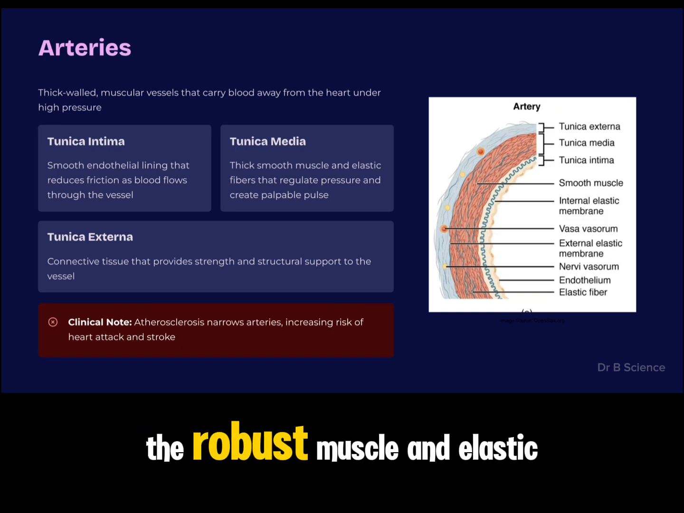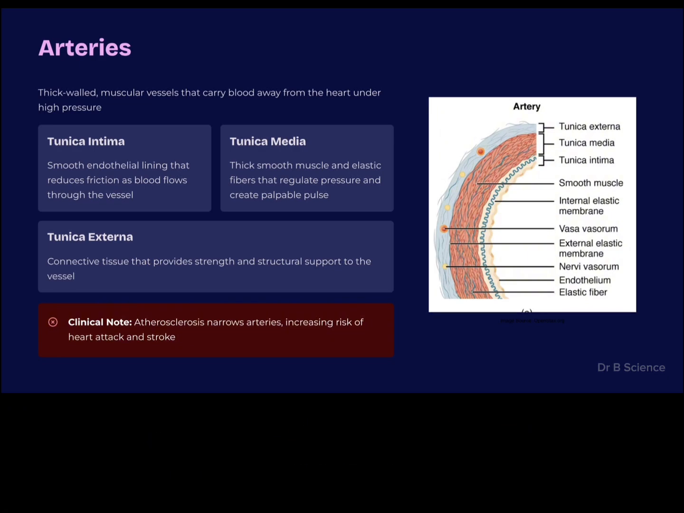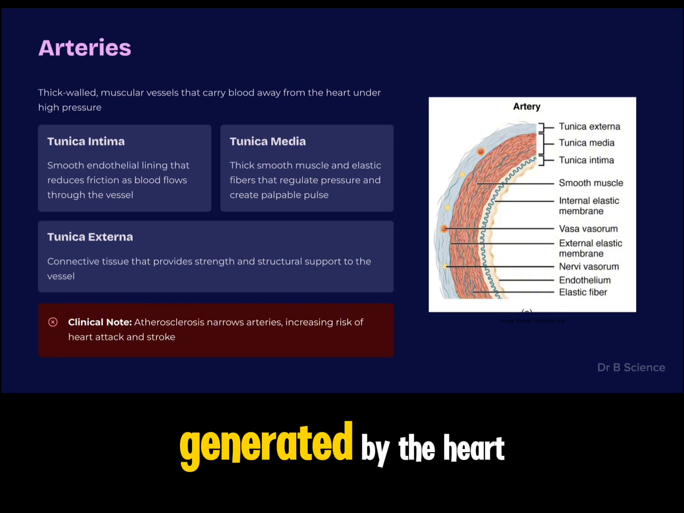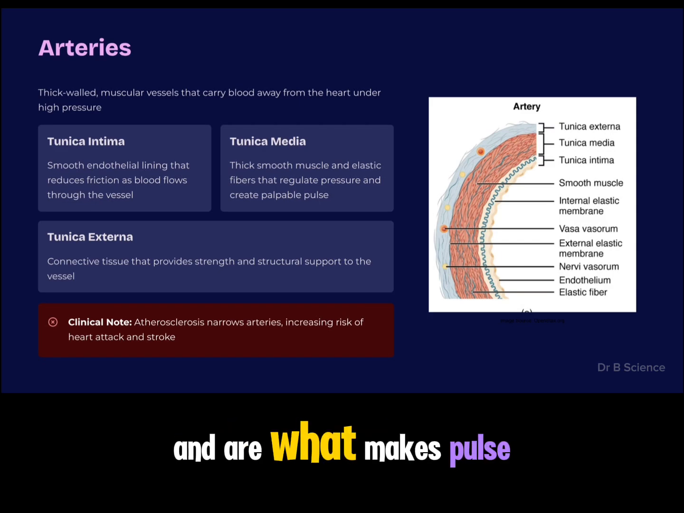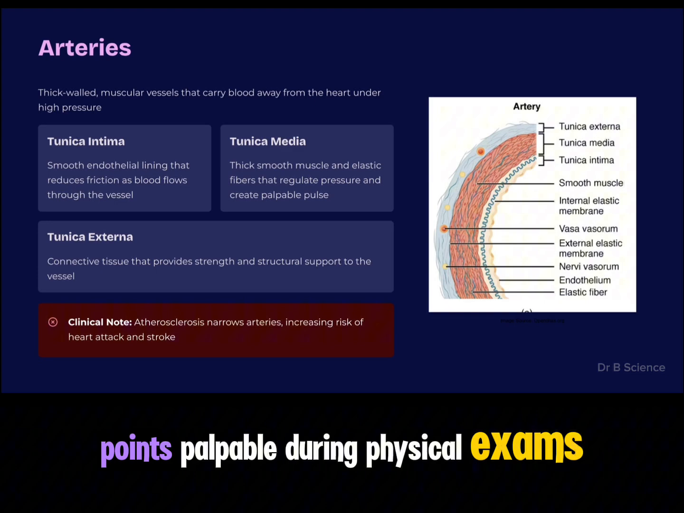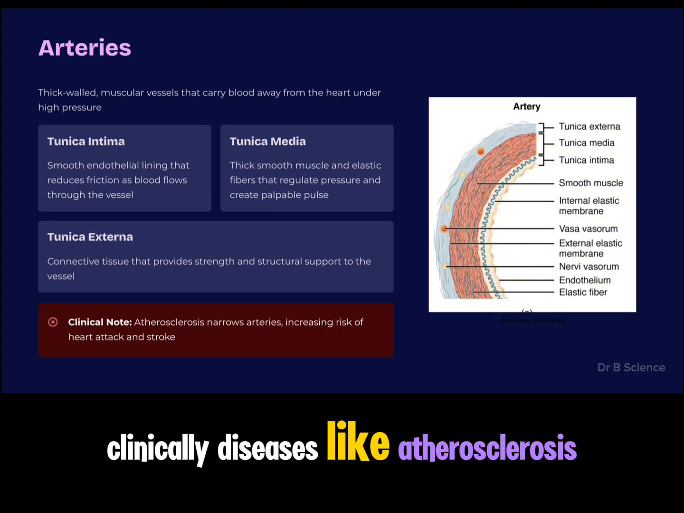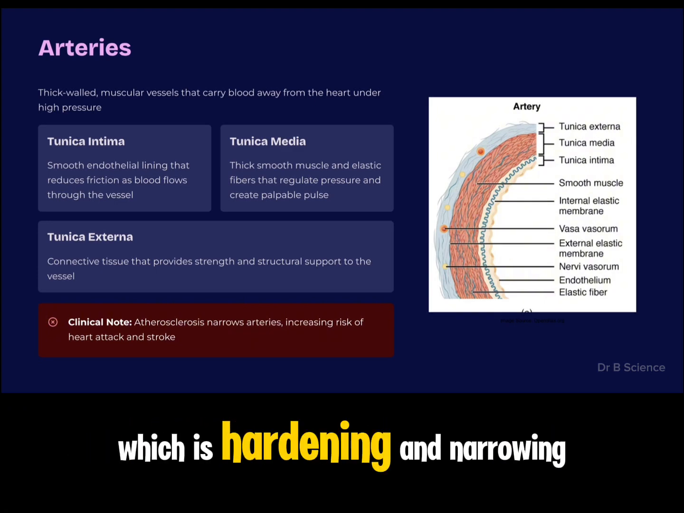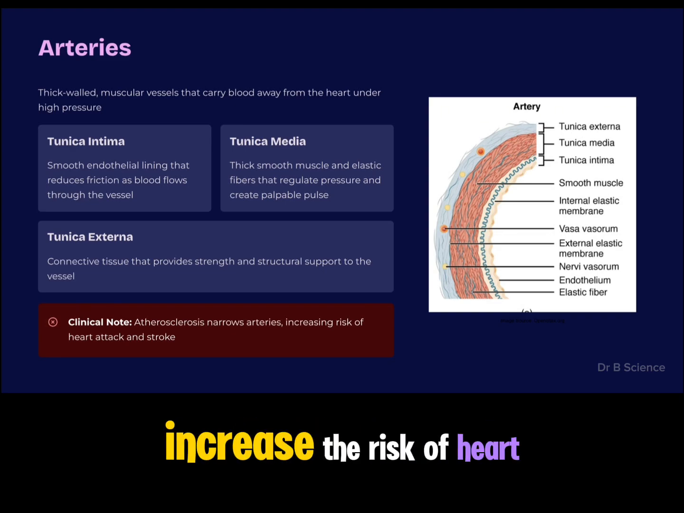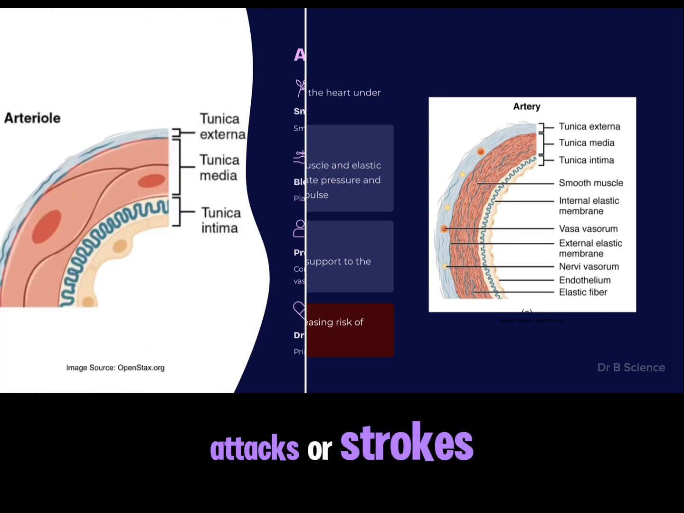The robust muscle and elastic tissue help arteries withstand and regulate the high pressures generated by the heart, and are what makes pulse points palpable during physical exams. Clinically, diseases like atherosclerosis, which is hardening and narrowing of the arteries, can limit blood flow and increase the risk of heart attacks or strokes.